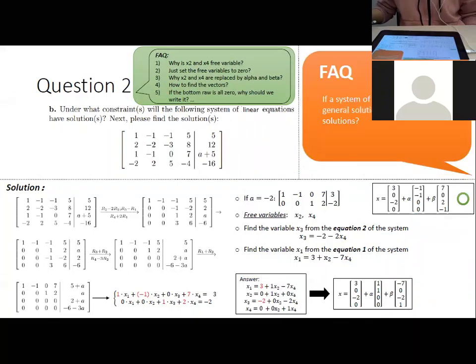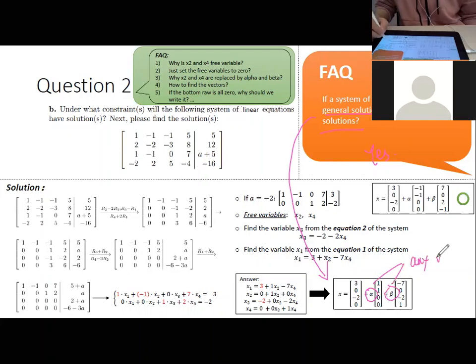After we solve question 2, some of you still have questions: if a system of linear equations has general solutions, does it have infinite solutions? General solutions look like this, and infinite solutions. The answer is yes, because as I said before, alpha and beta can be any value. So there are infinite combinations of these two variables. So these two concepts are equivalent.